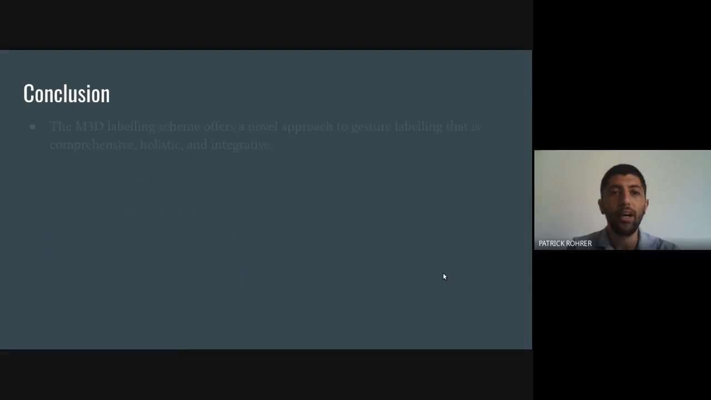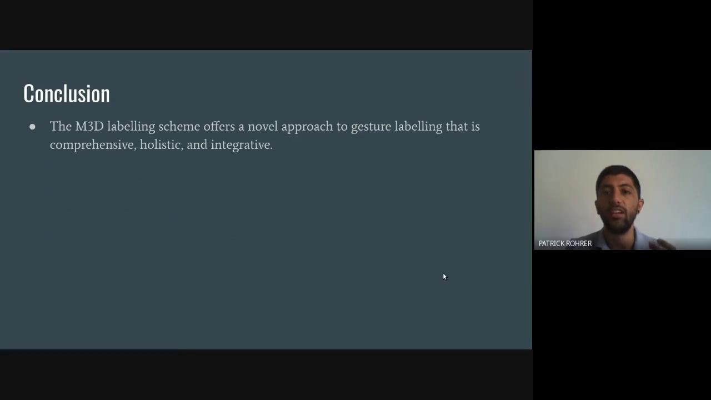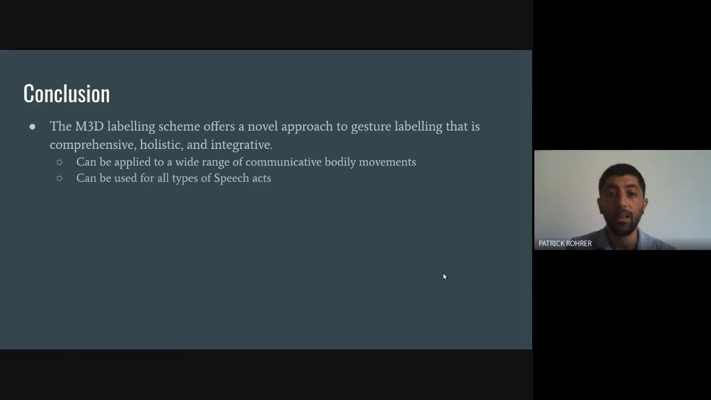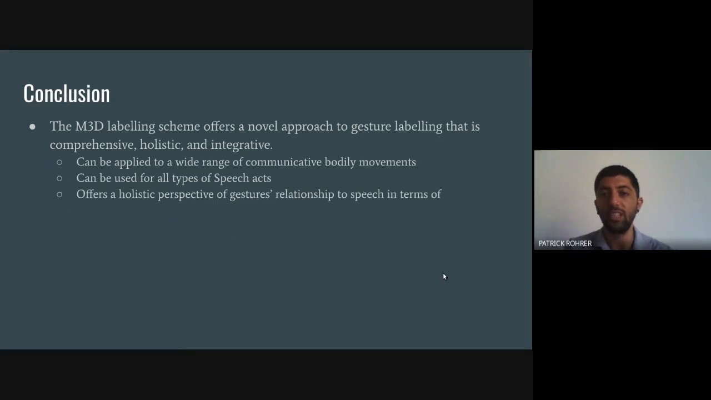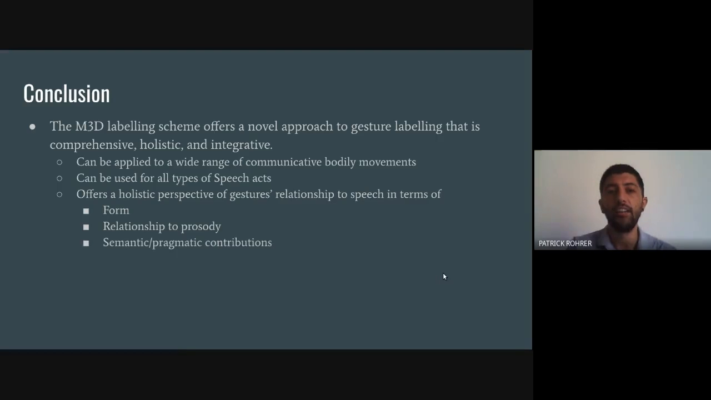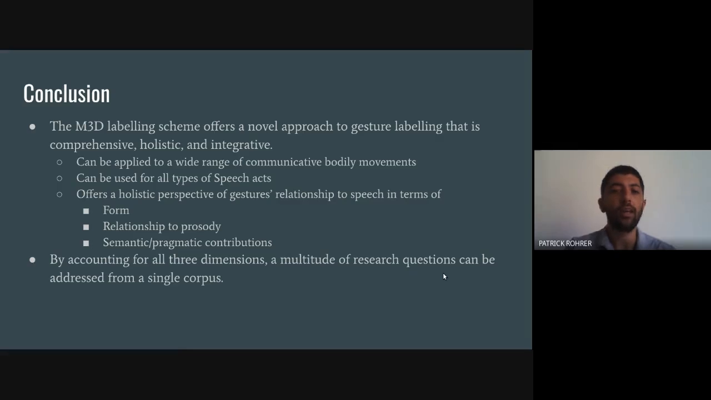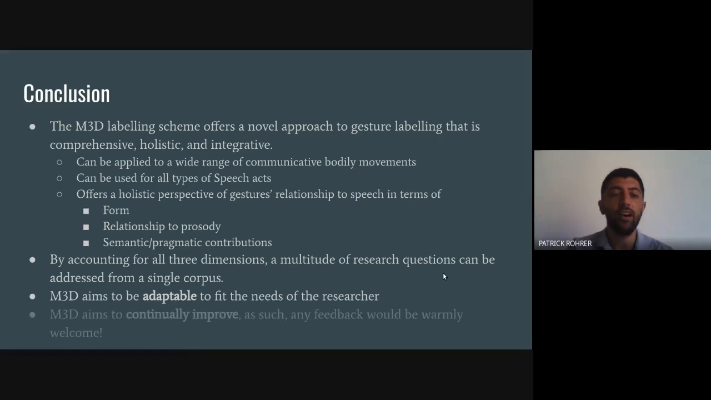So to wrap up, basically the M3D scheme offers a novel approach to gesture labeling that can be applied to a wide range of bodily movements and different speech acts, and offers a holistic perspective of gesture's relationship to speech in terms of form, in terms of its relationship to prosody, and in terms of its semantic and pragmatic contributions. So we think that using M3D would be great because from one simple corpus, you can answer a multitude of research questions. And finally, we want M3D to be able to adapt to fit the needs of the researcher, and we're always looking to improve.